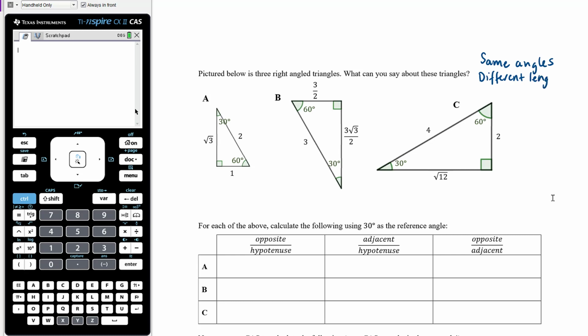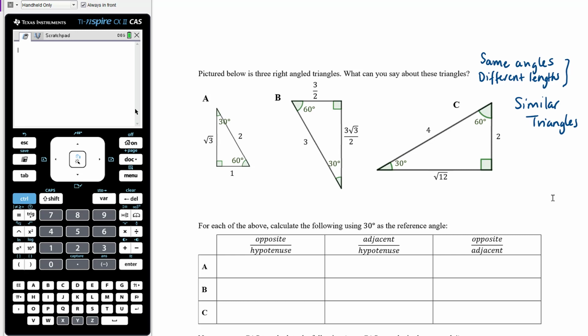So they're enlargements of each other. Okay, we have a special word for this. We talk about them being, so this means we have similar triangles. Similar triangles, same shape, that's defined by the angles, but different size.